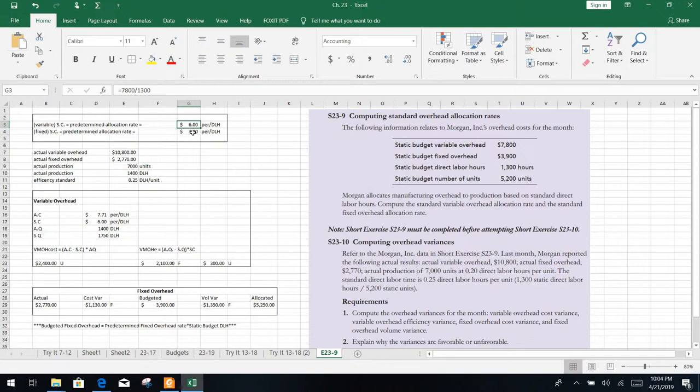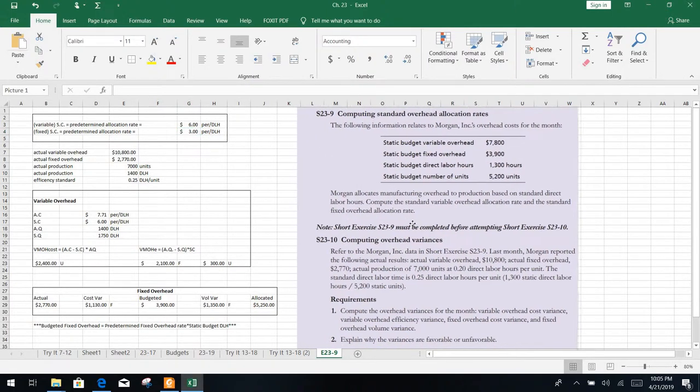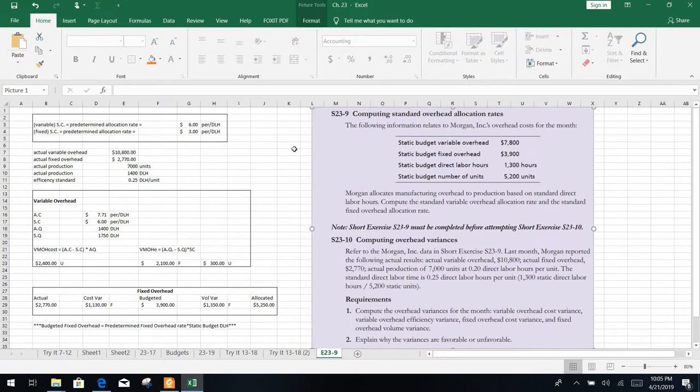Same thing for the fixed, except instead of using the variable overhead amount, you move down to the fixed. You divide the fixed 3,900 by the same 1,300 direct labor hours in the static budget, and you get $3 per direct labor hour. Once you have that checked off, you can move on to the next part, and that's where the variable component comes in.